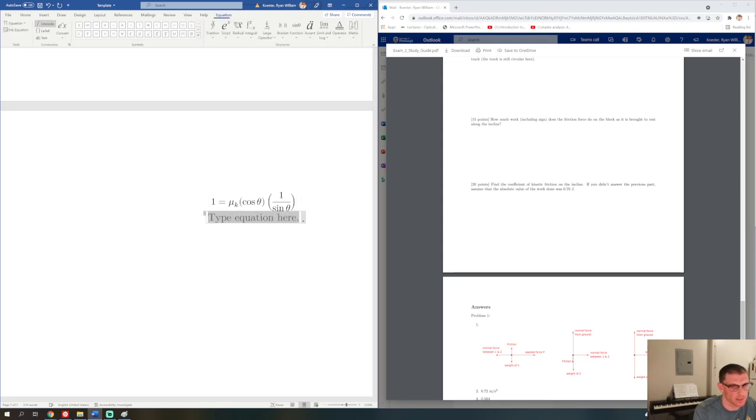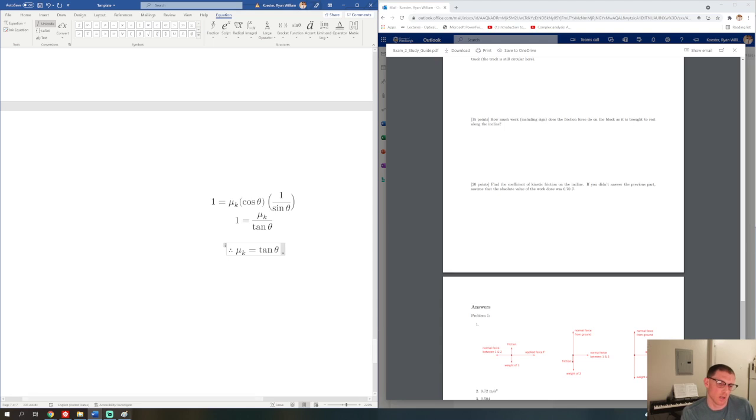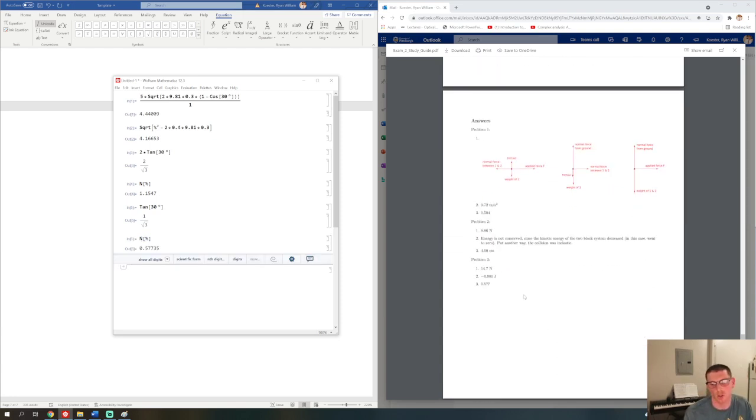Okay, so we find that 1 equals mu sub k over tangent theta. And therefore, mu sub k equals tangent theta. And then if we do this, we just divide this by 2, or I'll just do it again. Tangent of 30 is what we should have. And it's what we're supposed to get. It's 0.577.